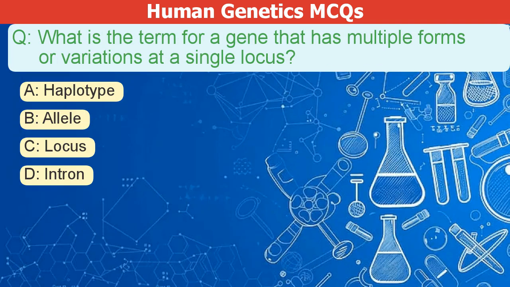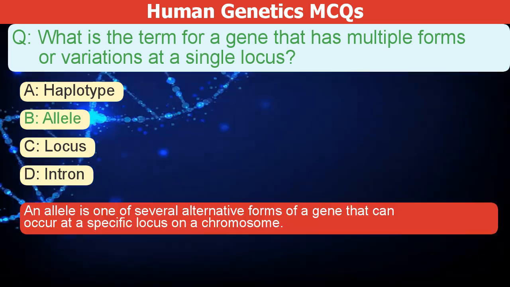What is the term for a gene that has multiple forms or variations at a single locus? A. Haplotype. B. Allele. C. Locus. D. Intron. The correct answer is B. An allele is one of several alternative forms of a gene that can occur at a specific locus on a chromosome.